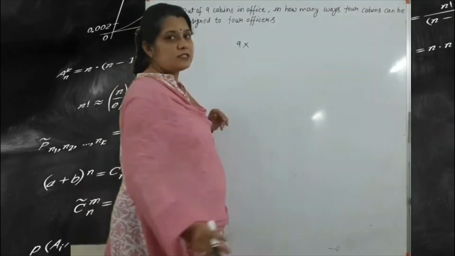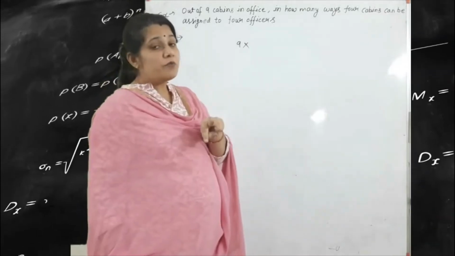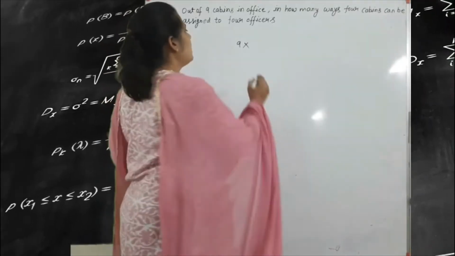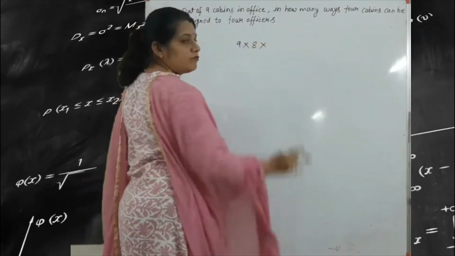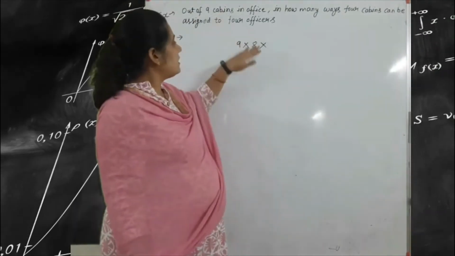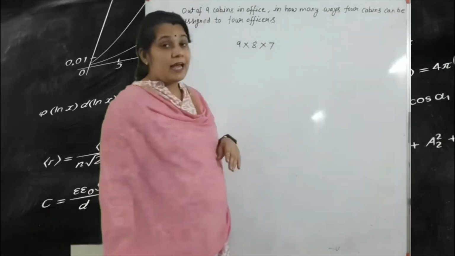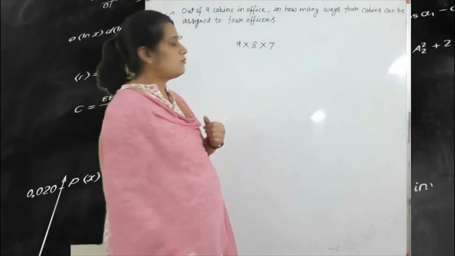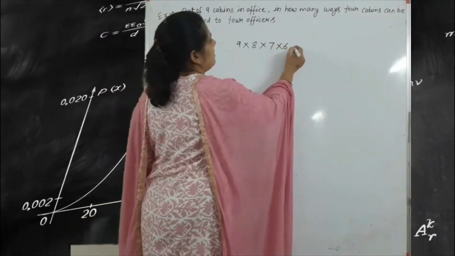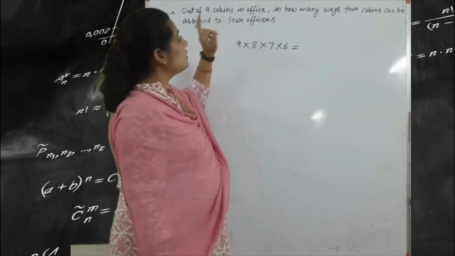So the remaining is 8. So for the second officer, how many cabins are remaining? Total 8. Okay. For the third officer, how many cabins are remaining? So 9 and 8 are considered here, so the third one has 7 cabins. And the fourth one is what? The fourth one has 6 cabins. Okay, so this is the answer to our question.